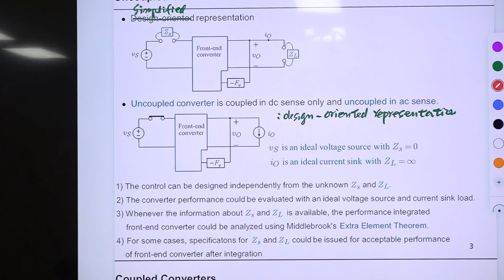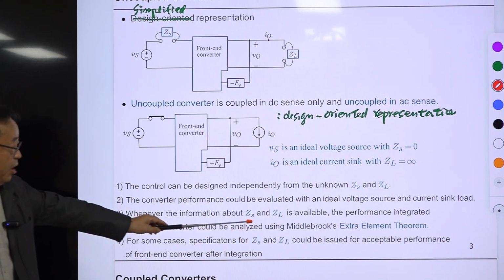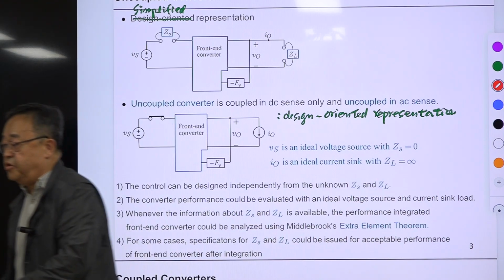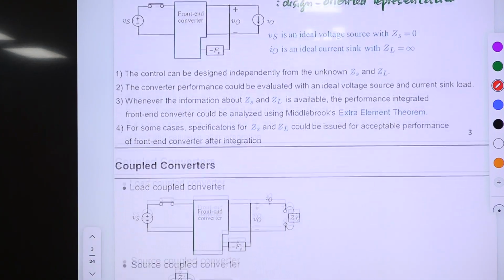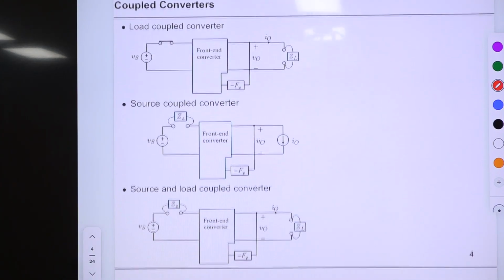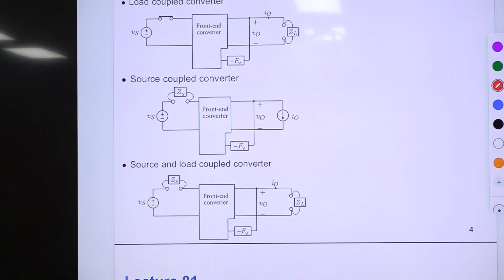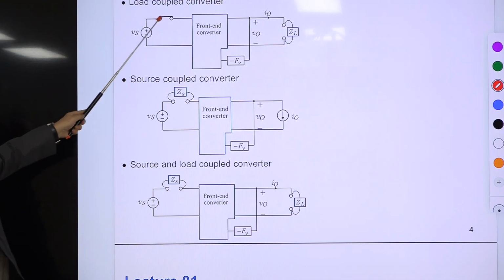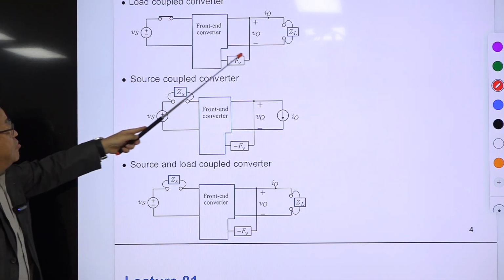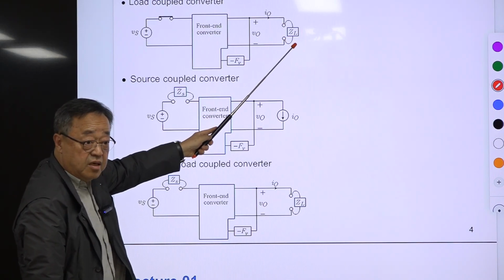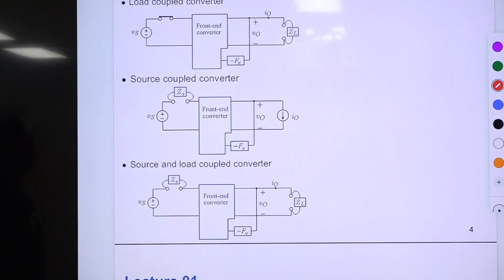Then we went through this, right, using Middlebrook's extra element theorem. So these are the coupled converters. You can have three different cases of coupled converter. Here we are still using an ideal voltage source, but we have a load impedance. This is called the load coupled converter.